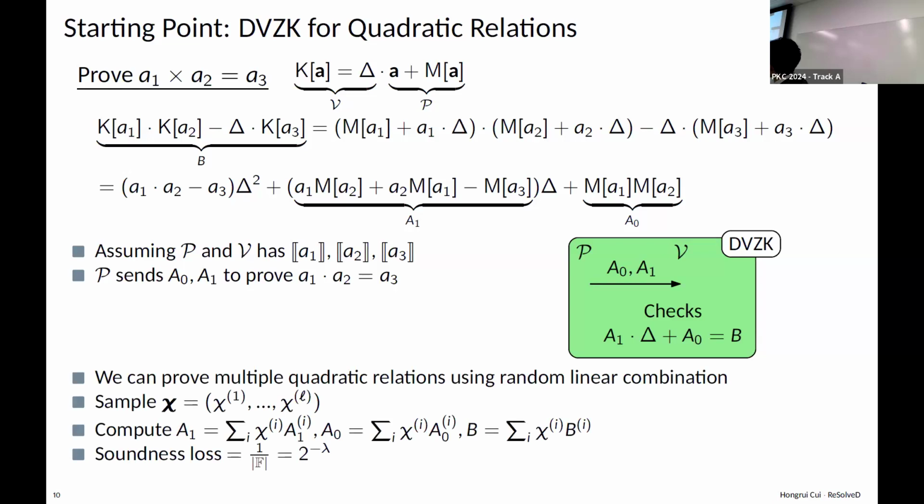And once again, we can prove multiple correlations by working on a random linear combination of those equations. I would also like to mention that this green box is public point.